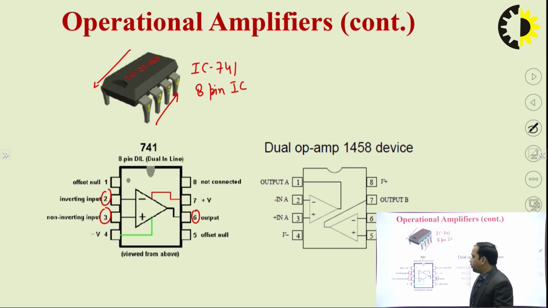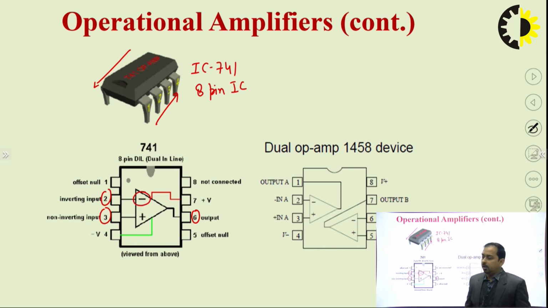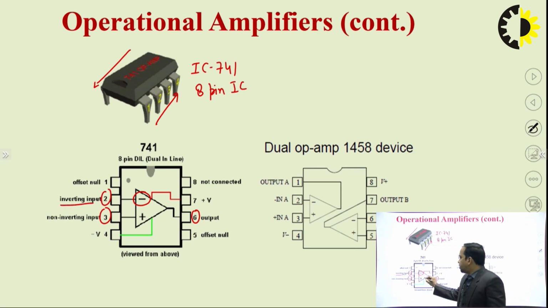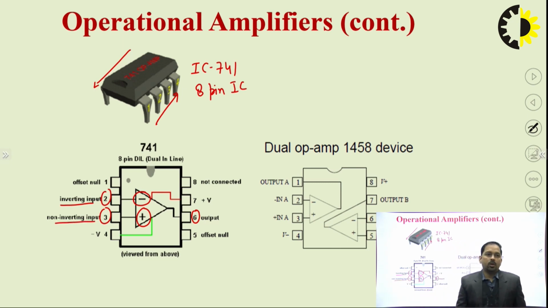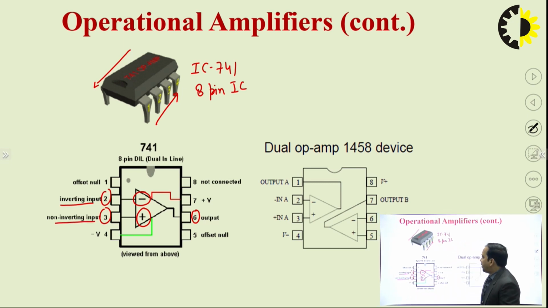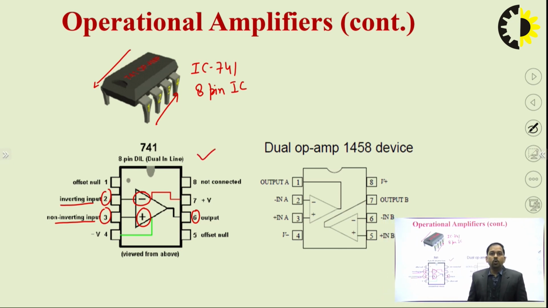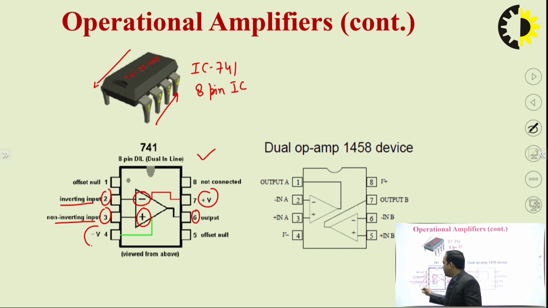Pin number 2 corresponds to the negative terminal, so it is known as the inverting input. The positive input is known as the non-inverting input. Now the key point is that the operational amplifier operates on a dual power supply, meaning we have plus V and minus V at pin number 7 and pin number 4 respectively.